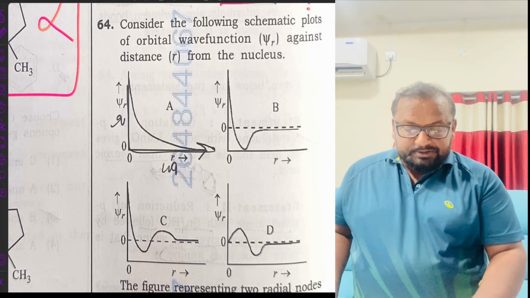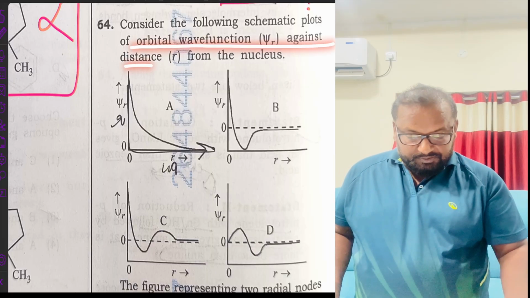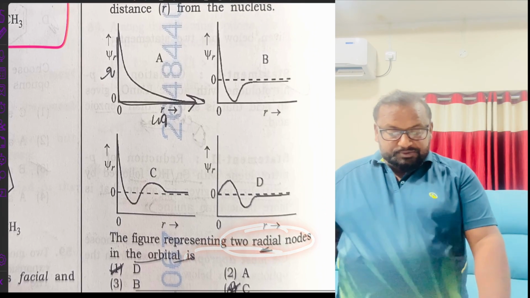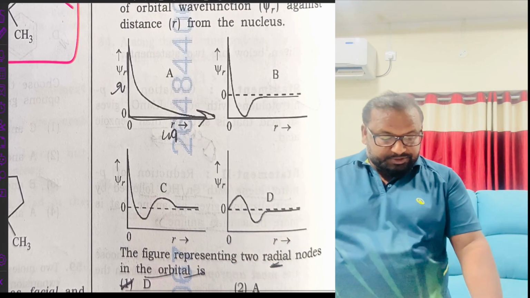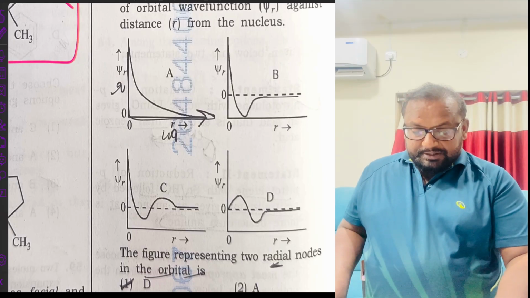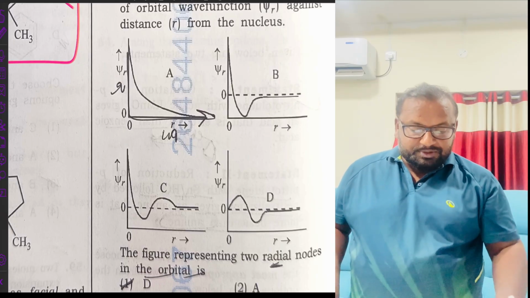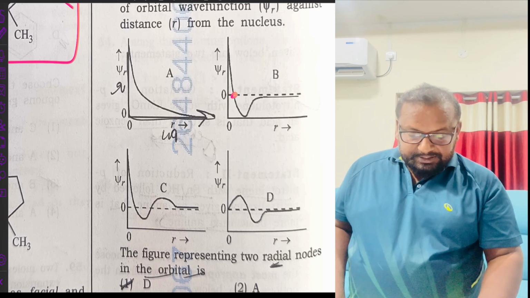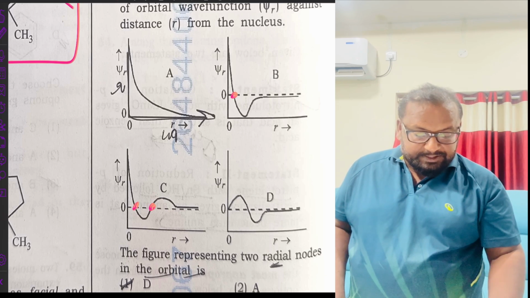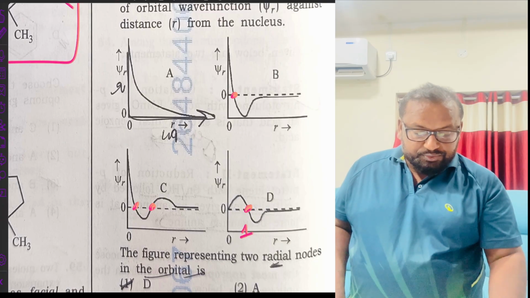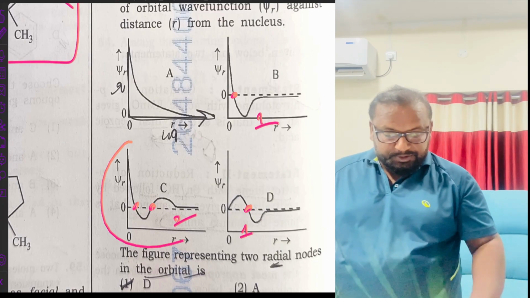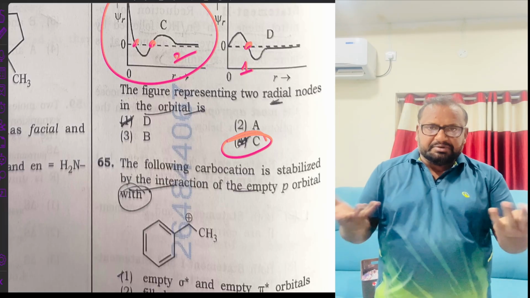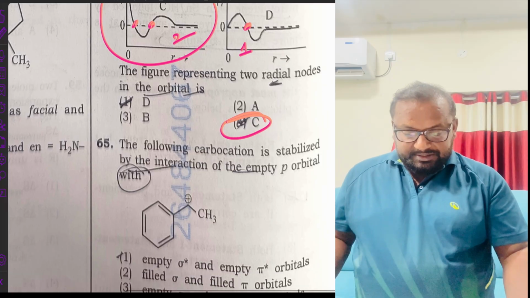Following schematic plots of orbitals of wave function against this one. What is the question? The figure represents two radial nodes. Whenever this line crosses 2 times, 2 radial nodes are formed. This one has 1 radial node. This one has 2 radial nodes. This one has 1 radial node. 1, 2, 1. So the answer should be C. Directly pretty easy question. There is no logic behind this question.